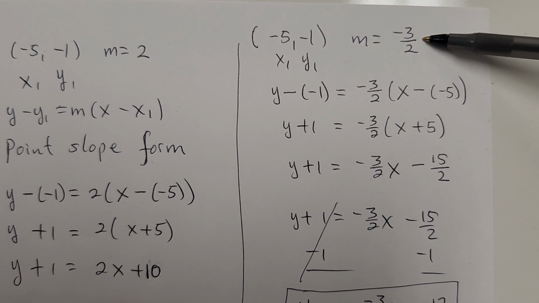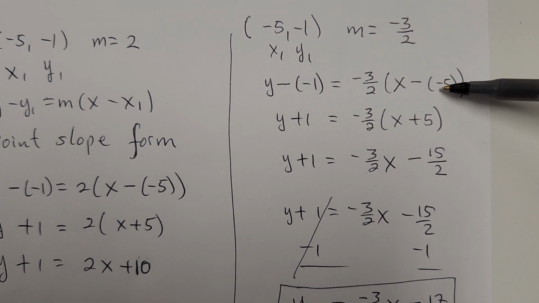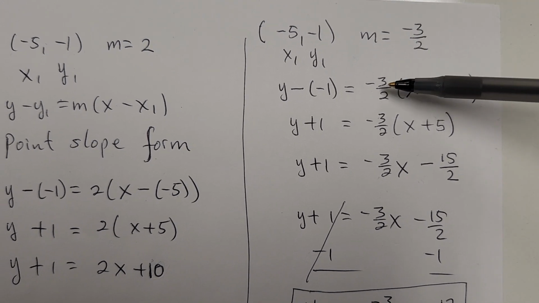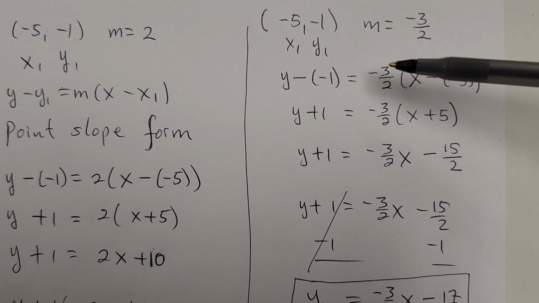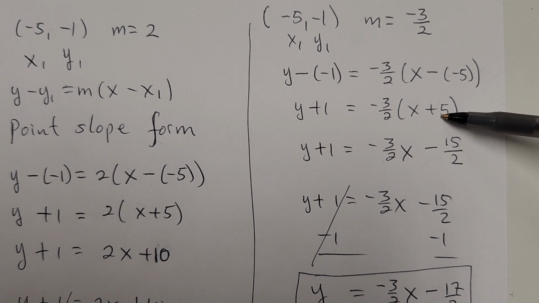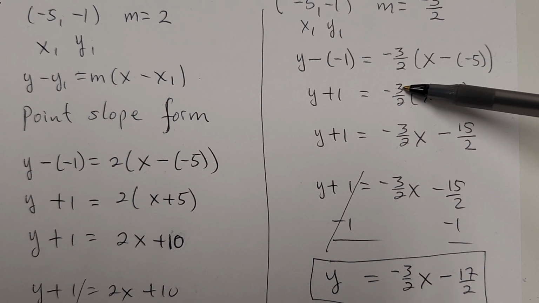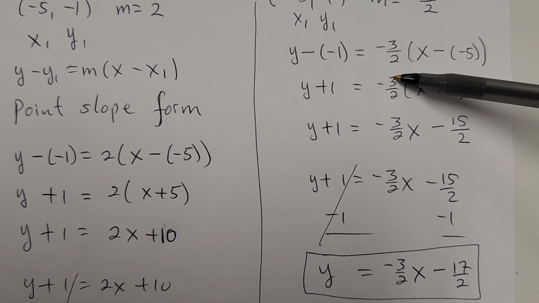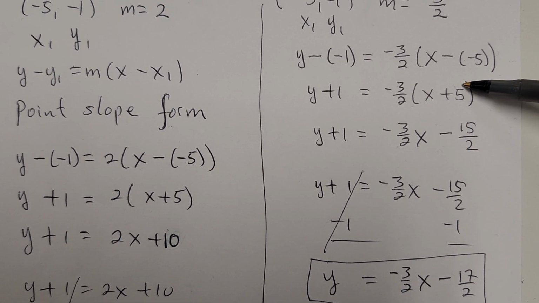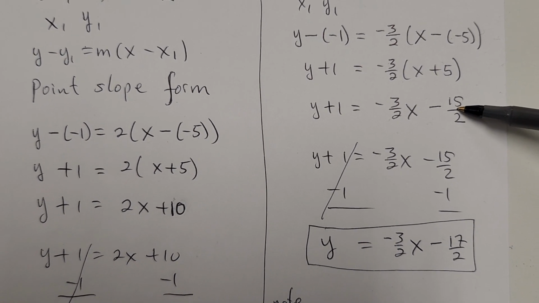So there's my y1, negative, and this is my x1, negative. Since I have two negatives, put them in parentheses. There's my m, which is negative 3 over 2. Negative negative plus, negative negative plus. I still have parentheses. Distribute negative 3 over 2 to x, and negative 3 over 2 times 5, which is negative 15 over 2.